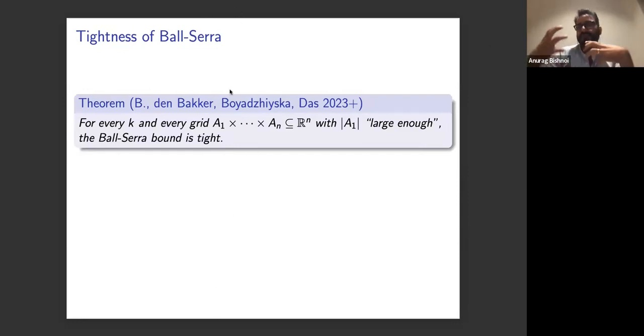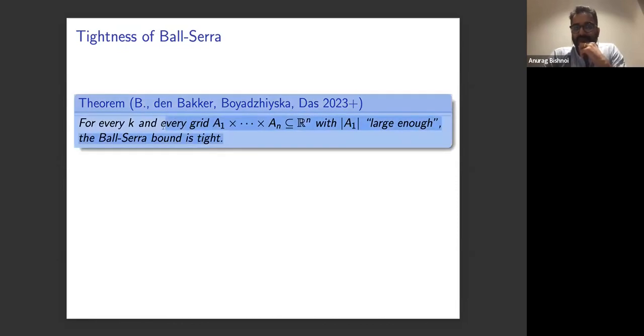So the behavior is that once your grid is kind of equalish or more compact, for example the binary grid where every side is the same, Ball-Serra is perhaps not tight. But in general, when your A1 is large enough, it's always going to be tight. In fact, you can replace the real field by any field that also has enough elements. So the field should be large enough. That's a very general construction that we give in our paper.